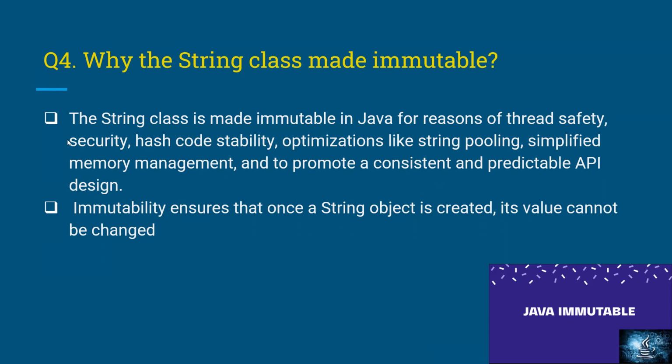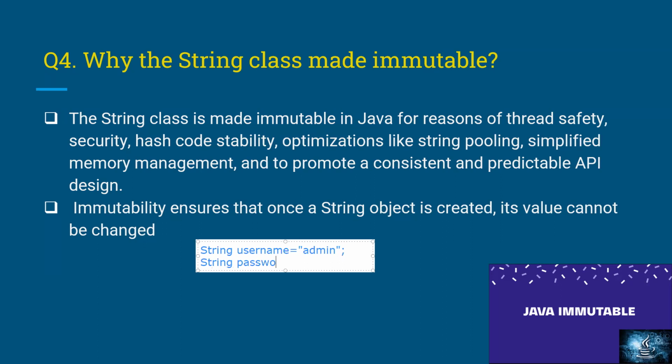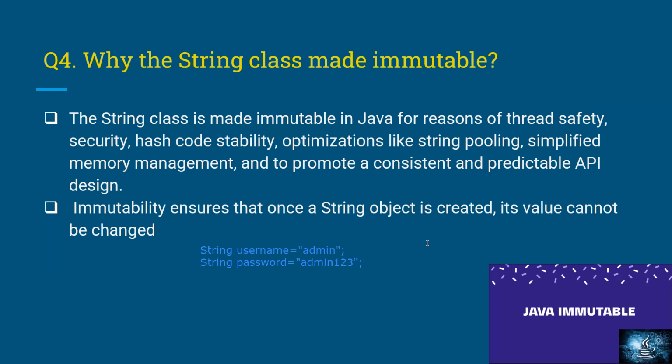The second reason is security. Generally, whenever you work with any application, for example a login application, we take a username and a password. Once you store that password, you don't want anyone to change it. So in this case, security is provided because String is immutable: once you create it, it cannot be modified.